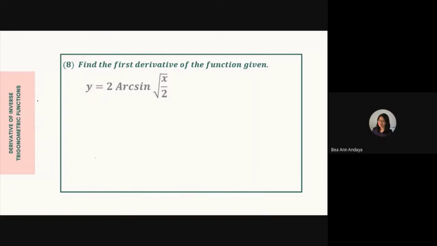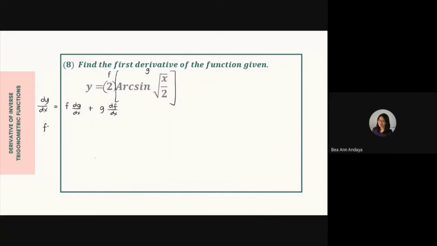So, for this function, the derivative of y with respect to x, pwede natin itong i-group as this as the first function f, and then this whole arcsine of square root of x all over 2 will be the function as g. So according to the product rule, you just have to copy the first function, derive the second function with respect to x, and then add the product of the second function and the derivative of first function with respect to x. So, ganun lang kadali, basta alam mo kung ano yung mga nilalagay mo dyan.